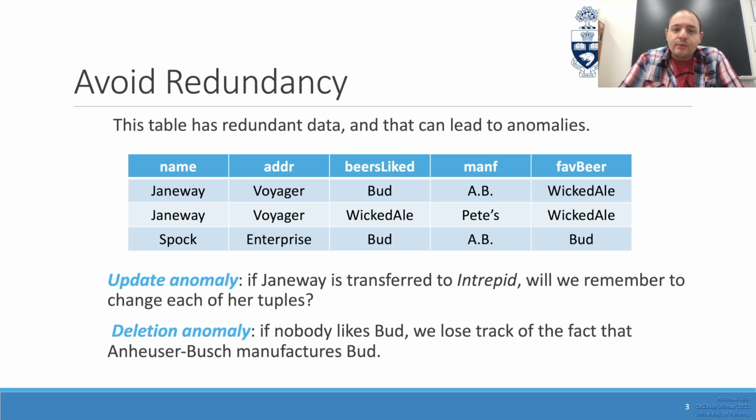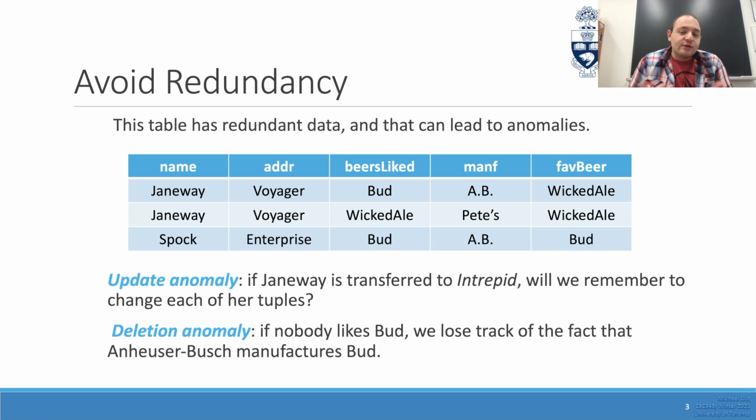If we look at this table, we see a name, an address, a beers liked, a manufacturer, and a favorite beer. Well, do we really need to store the manufacturer with the name of the beer? Is that something we want to do? We already know who the manufacturer is. Do we want that type of data repeated here? Would we rather split it and put it into a different table, so partition it, or do we want to keep it the way it is?